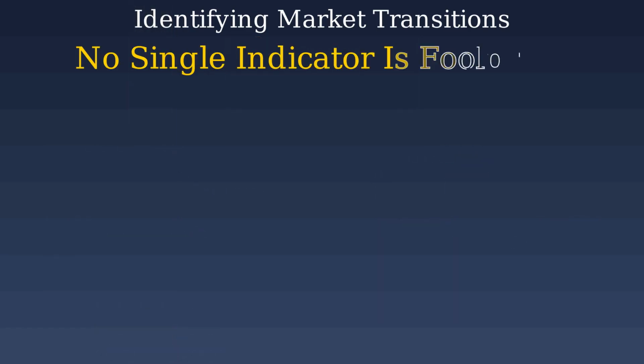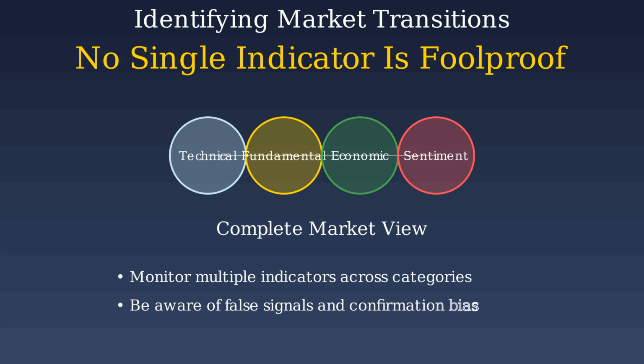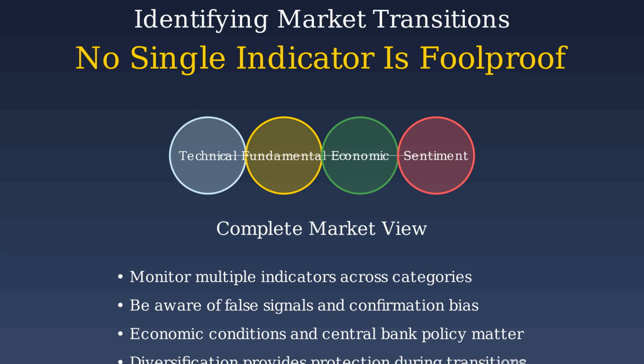While these indicators can be helpful, it's important to remember that no single indicator is foolproof. Market transitions are complex, and each indicator can produce false signals. Successful investors monitor multiple indicators across different categories, remain aware of confirmation bias, and pay attention to economic conditions and central bank policies. Most importantly, maintaining proper diversification provides protection during unpredictable market transitions.